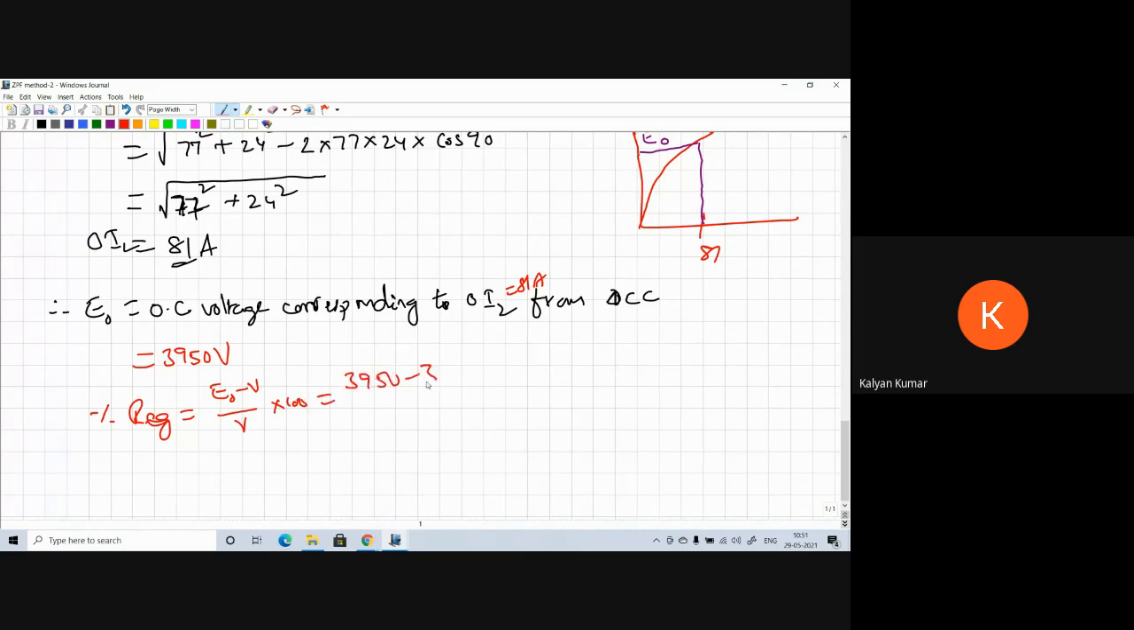3950 minus 3810 divided by 3810 into 100. How much? $3.67 sir.